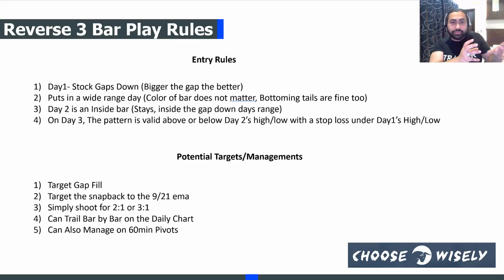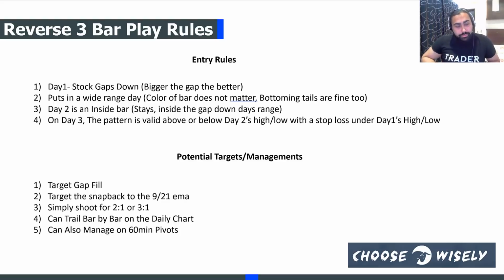So look at the prior days. Look at the previous one month. Look at the candles. If they're this size, and on the gap down day it puts in this size, now it's big. But if this size is an average candle, and the day it gaps down it's also this size, then it's not a big candle. So it's got to be a wide range candle. Color of the bar doesn't matter. Bottoming tails are fine too.